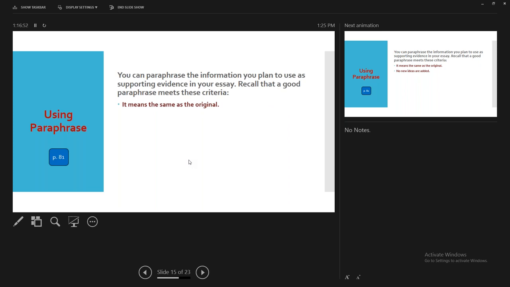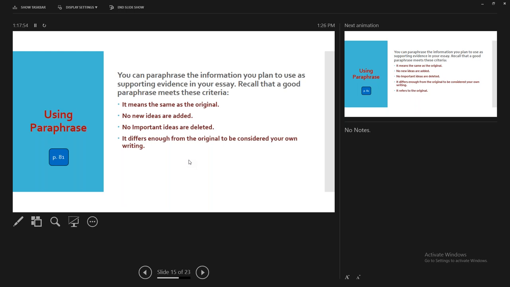It means the same as the original. You don't change the meaning. And this is challenging sometimes. No new ideas are added. Remember, it's not yours, so you don't have the freedom to change it and add things to it, okay? No important ideas are deleted. So if we have three or four ideas mentioned in the part you are paraphrasing, it's not up to you to delete important ideas, because then the idea itself might sound different. So here you are changing it, and that is not accepted.